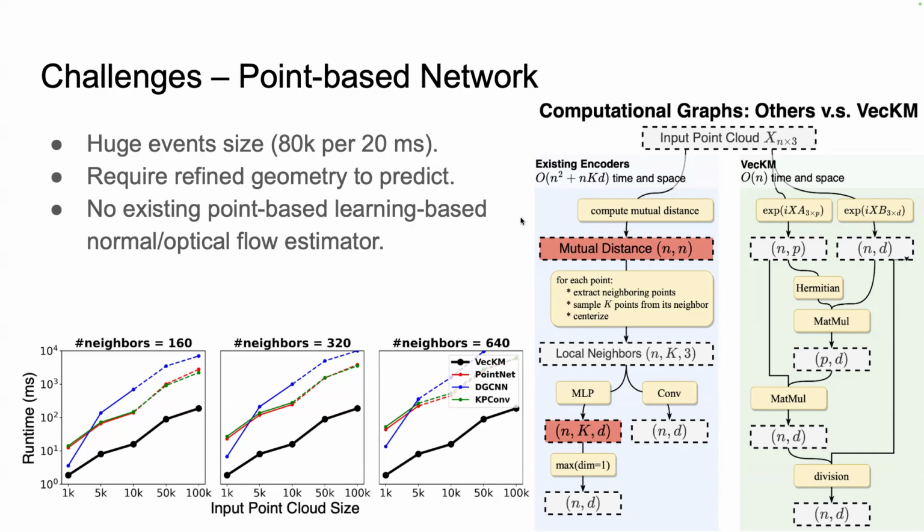However, our previous local geometry encoding can greatly resolve this issue, because remember, we can scale to point clouds of size 100,000 with like 600 neighborhoods. So this will be sufficient for the event camera, and we have very efficient computation. So the question becomes, can we use this local geometry encoding for event-based normal flow estimation? And the answer is yes.